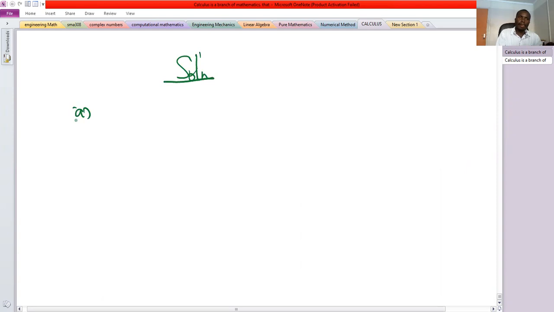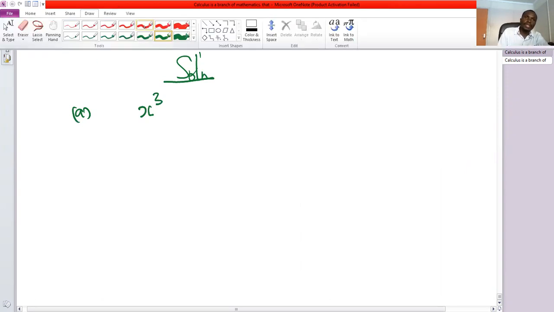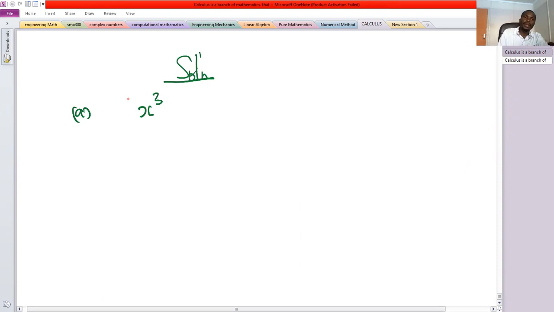So part A is x to the power 3. We differentiate with respect to x, which means you apply d/dx to this term. So d/dx of this term will be 3 by the power rule, x squared. So that's the answer to part A.